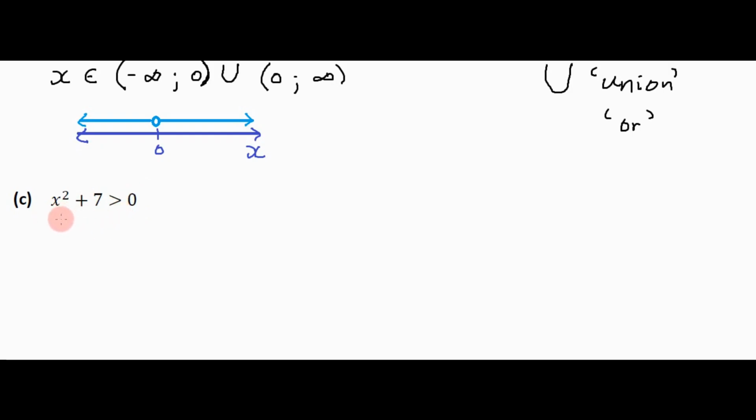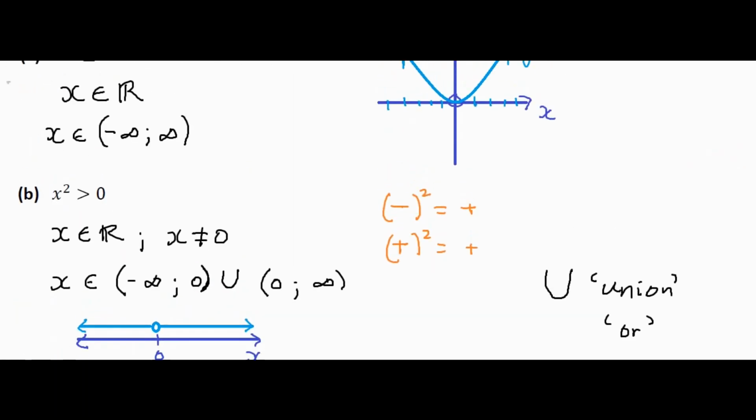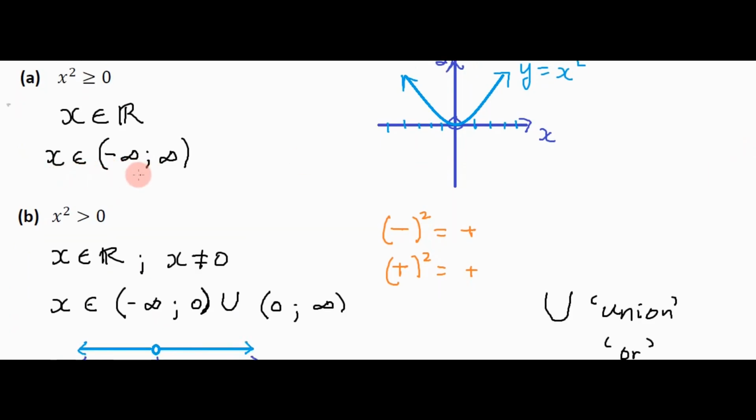0 will also work because when we square it, we get 0. And when we add 7 to the answer, we'll get 7, which is also greater than 0. So once again, any negative or positive real number will work, as well as 0. So in this case, our answer will be x is an element of real numbers. And we could express it in interval notation as we did over here.